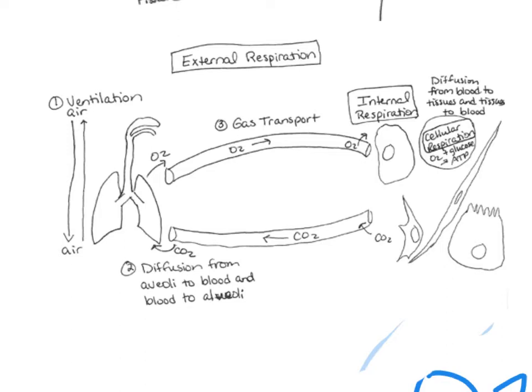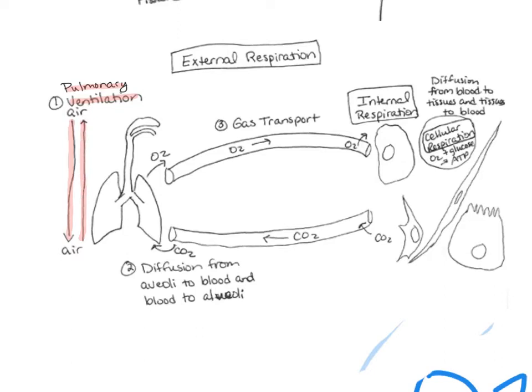We're going to talk about external and internal respiration. So external respiration is going to include three things. External respiration includes what we call pulmonary ventilation. So pulmonary ventilation, and that's just bringing air in and out of the lungs. So we have to talk about the pressures and why that happens.